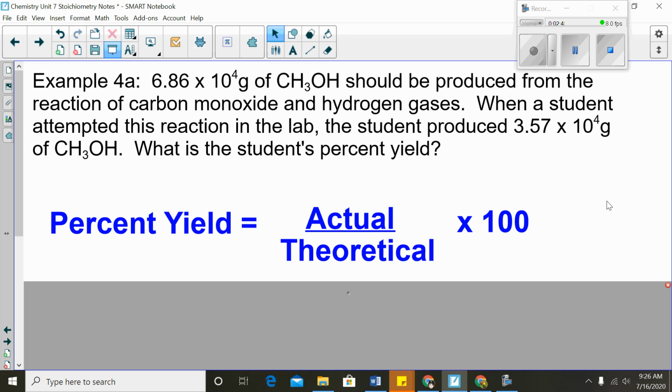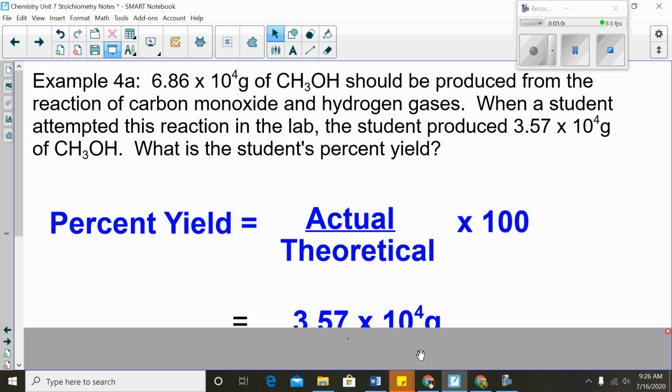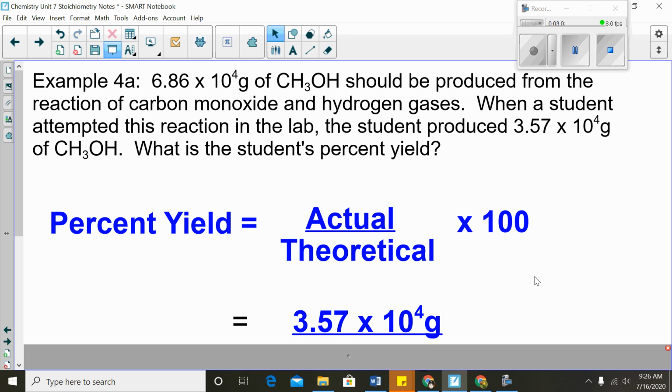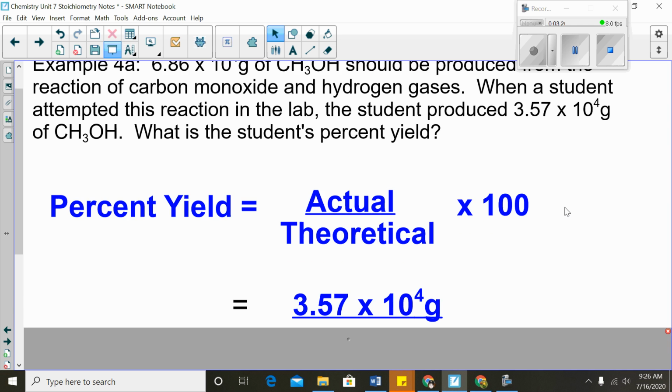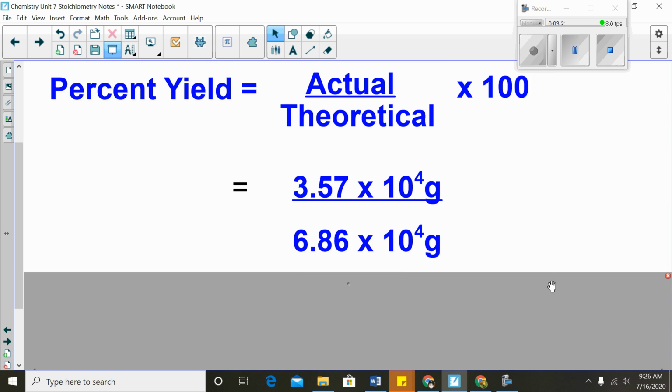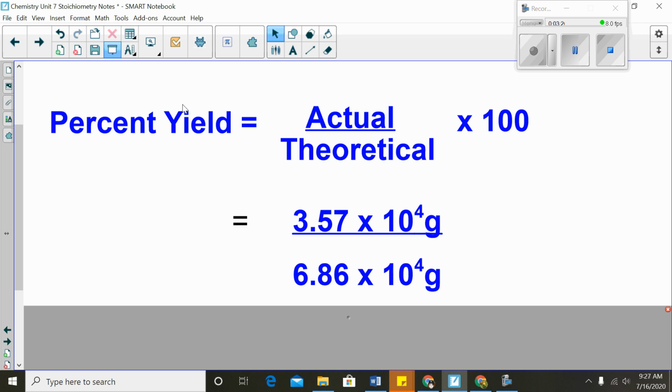Now you need to see which is which in this description. So you can clearly see in the sentence, when a student, right, attempted this, the student produced. So that student produced value, that 3.57 times 10 to the 4th, that's the actual. That's what the student actually produced when this was done in the lab. Now, that first sentence gave you an amount that said 6.86 times 10 to the 4th grams of CH3OH should be produced. So that's what you should be getting in a perfect world. So that's the theoretical.